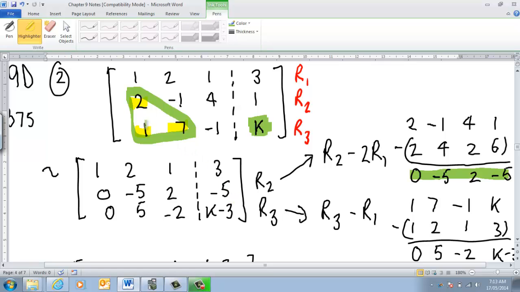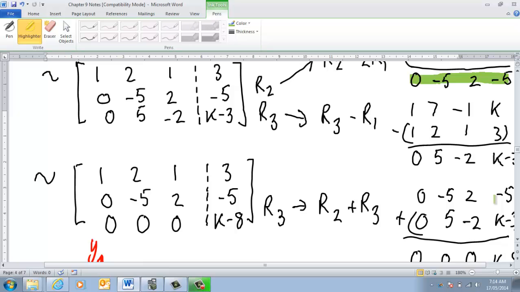For the last one, because it's 1 and 1, row 3 is going to be row 3 take row 1. So then that's going to be 1, 7, -1, k take 1, 2, 1, 3. So when you do that operation, you get 7 take 2 is 5, -1 take 1 is -2, and then that will be k take 3. Alternatively, you could have had it the other way around where you had 3 take k. It doesn't matter as long as you're consistent with it.